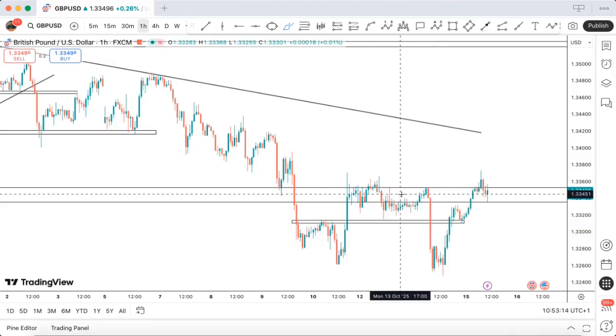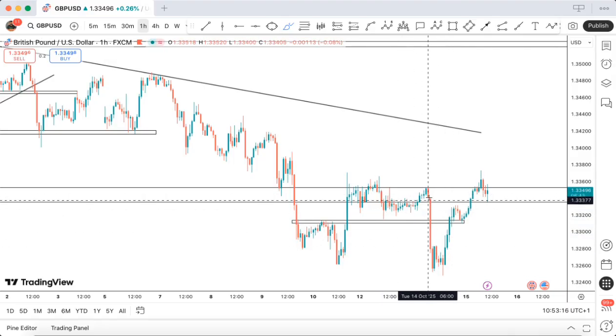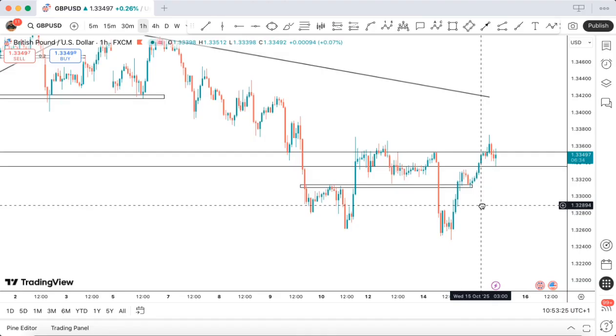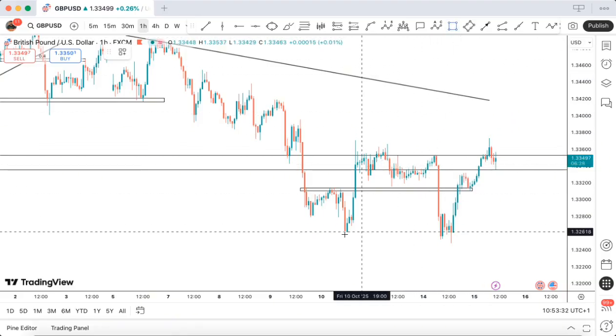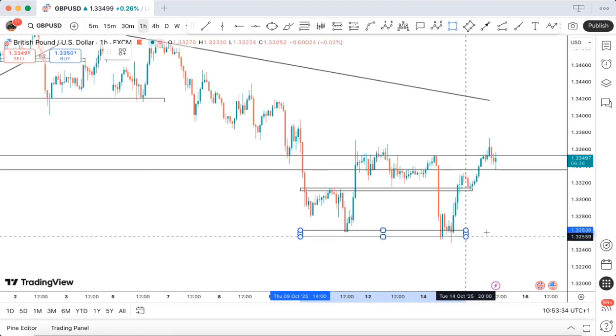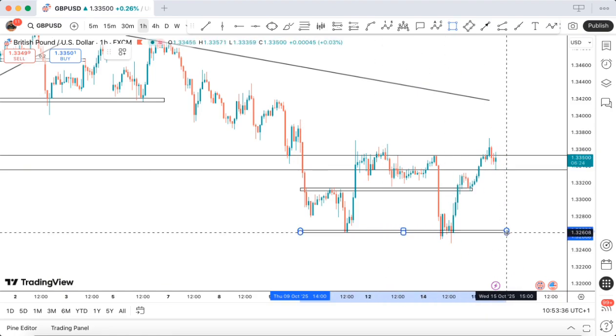There was news on the pound. This actually happened during the morning session in my time zone. We had a very massive spike to the downside. As you can see, this movement was literally caused by a particular news event. But as you can see, we had a support structure, and I was expecting price to break through.